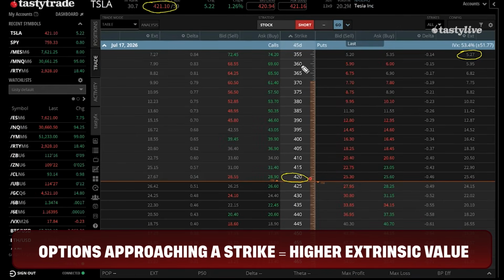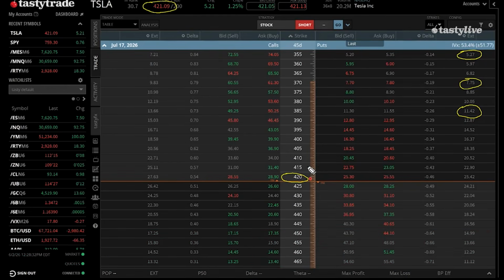That's really far away from where the stock is. That's really far out of the money. Well, look at a 370 put. It's a couple dollars more. Look at a 385 put. It's a few dollars more than that. And look at a 395 and a 405 and so on and so forth, all the way up to the at-the-money strike. Do the same thing on the call side.